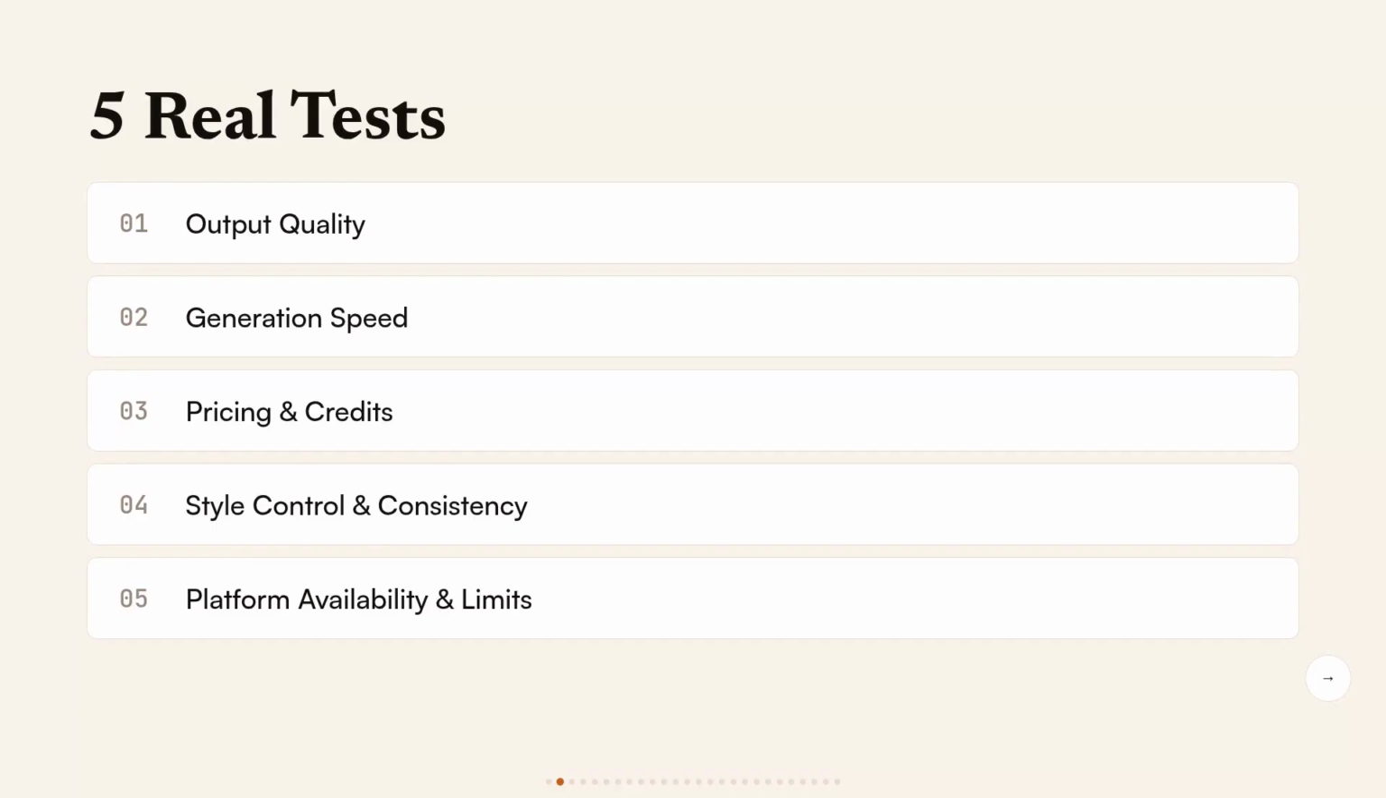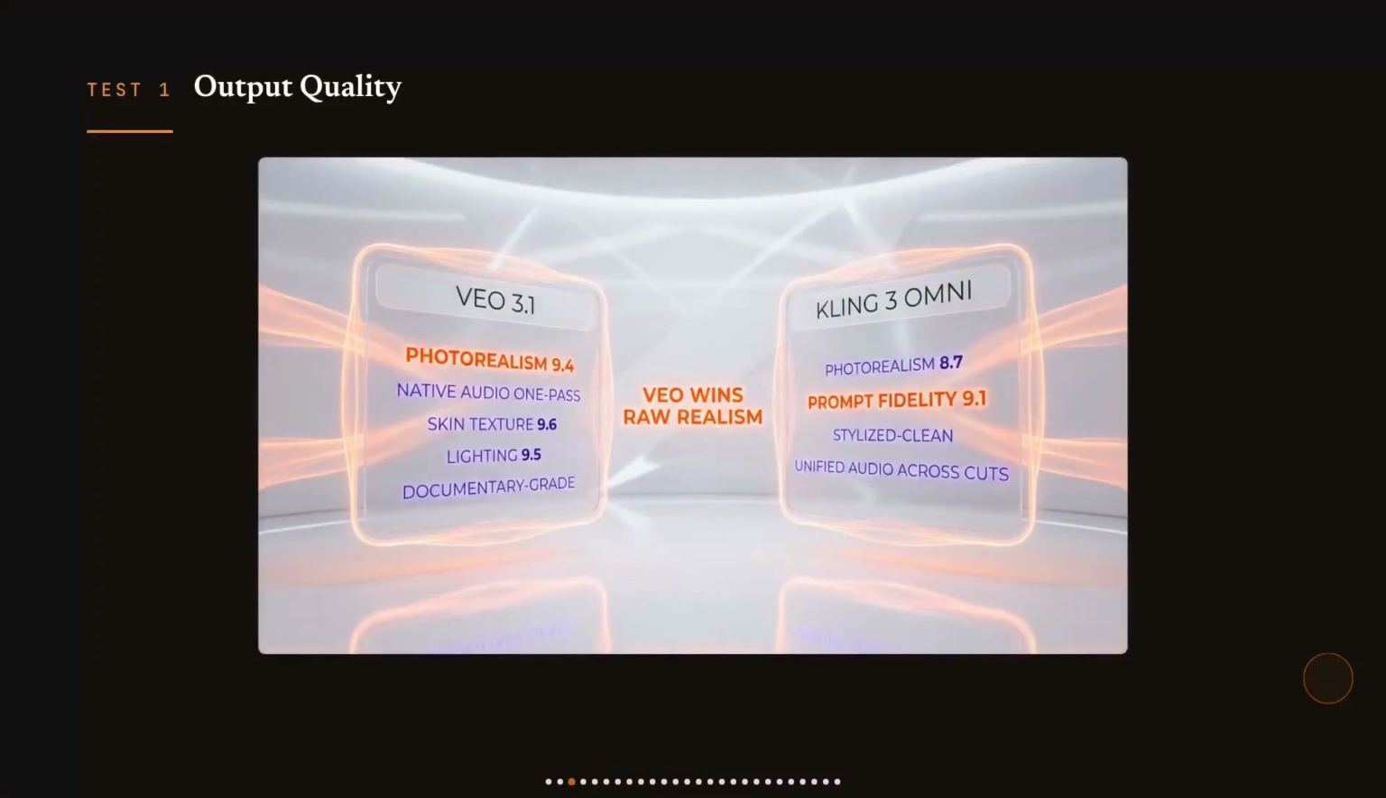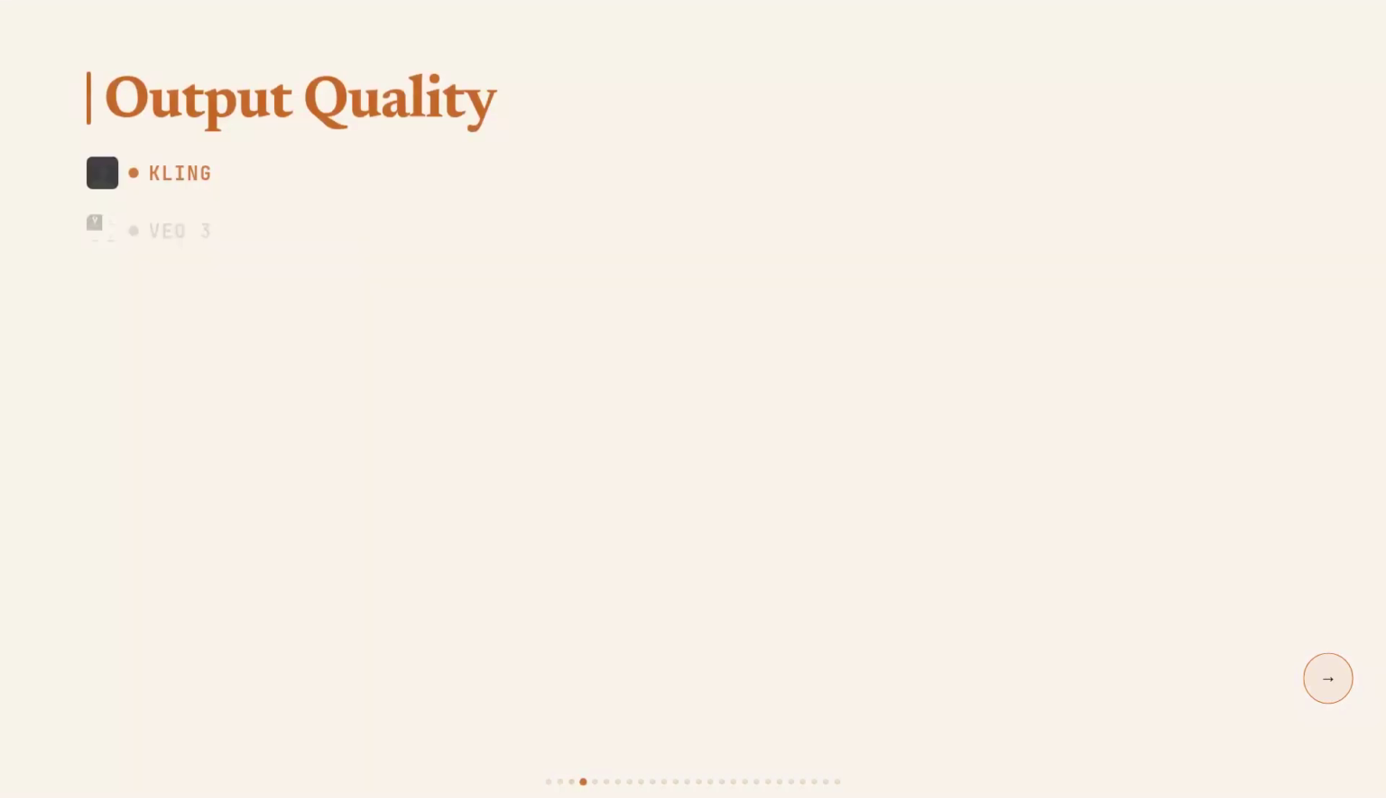Get the price part wrong here, and you either pay double for features you don't need, or you run out of credits halfway through a project. Test 1. Output quality. Pick the wrong tool here, and you're either stuck re-rolling generations for an hour, or handing a client a clip that reads, obviously, fake the second it hits the screen.